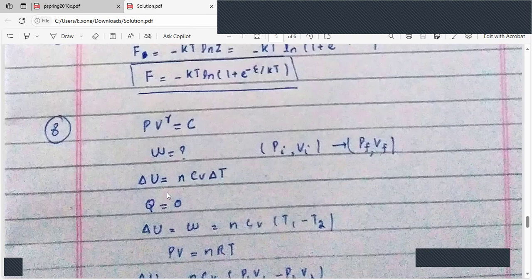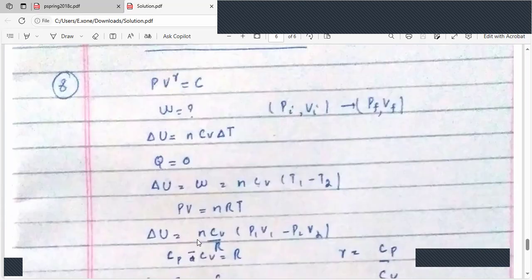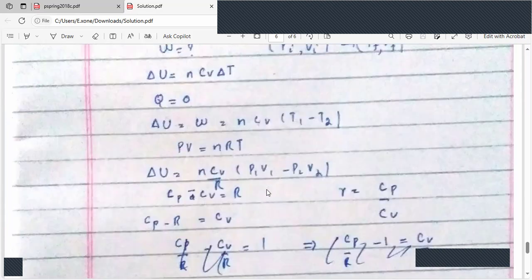So in that case, Q is equal to zero, and we know that the change in internal energy is directly proportional to the temperature. And using the first law of thermodynamics, we could see that the change in internal energy should be equal to the work done. So using the ideal gas equation, PV is equal to nRT, we can put P1 and V1 in place of T1 and T2. So we are having this form.